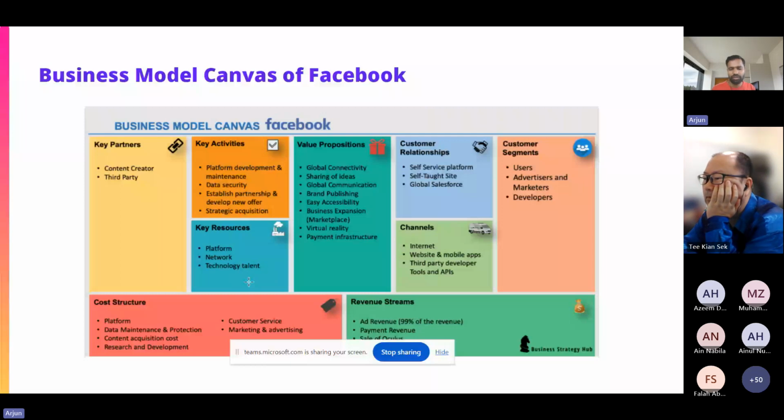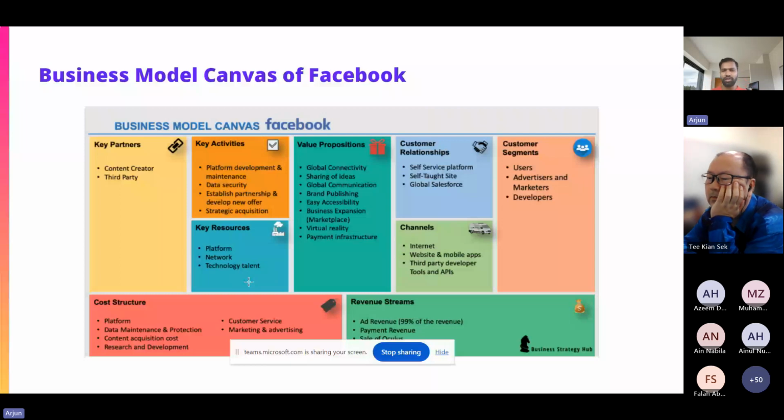And what is the customer relationship? Basically, it is a self-service platform, right? Facebook does not come to you and ask you to create an account. Basically, you go to the Facebook website and you create an account, right? So the customer relationship is very much a self-service platform, but of course for advertisers, for marketers, maybe they provide some support also, but for us we don't get any support, right?